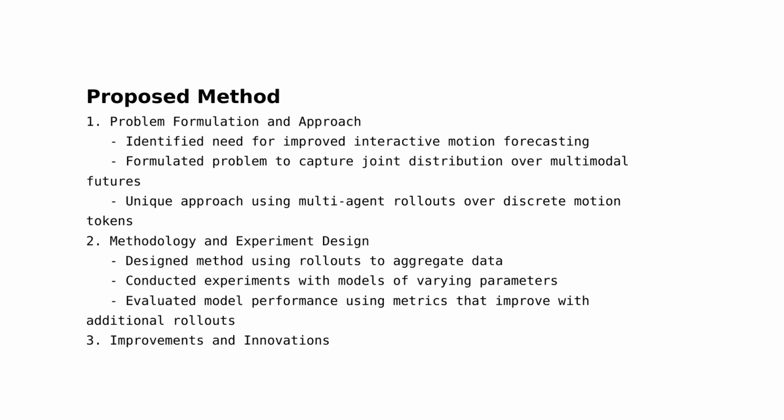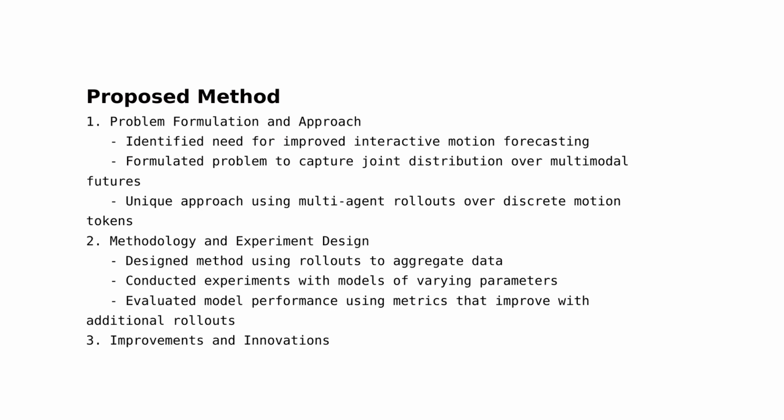Section 1. Problem formulation and approach. The authors of this paper have identified a need for improved interactive motion forecasting. They have formulated the problem as one of capturing the joint distribution over multimodal futures. Their approach is unique in that it leverages multi-agent rollouts over discrete motion tokens, which allows for a more comprehensive representation of potential future scenarios. This is a departure from previous methods, which may have struggled to adequately capture this diversity.